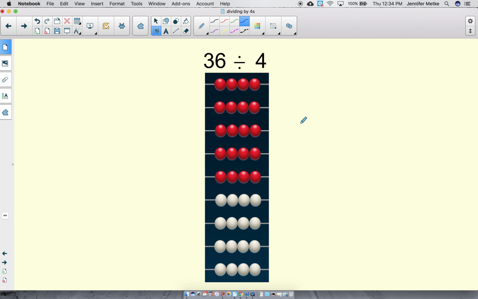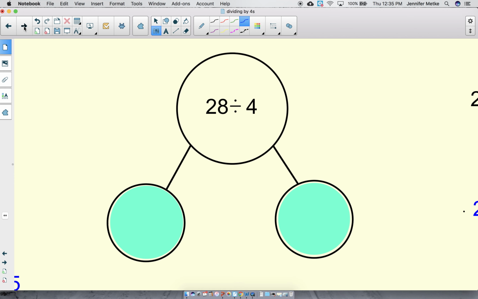So here we go. 4, 8, 12, 16, 20. So now I'm right here. 24, 28, 32, 36. So I kept track of those and I can see that there are 9 groups. So 36 divided by 4 is 9. So I can use skip counting to find the answer. I can get it accurately, but that wasn't all that efficient. There are a couple more strategies that are more efficient than that.